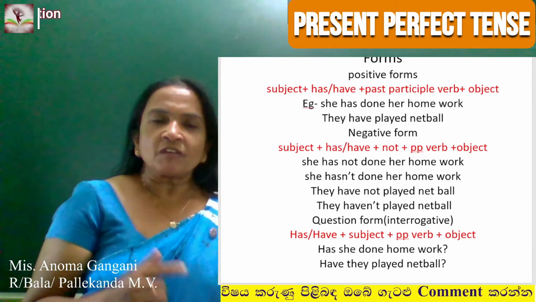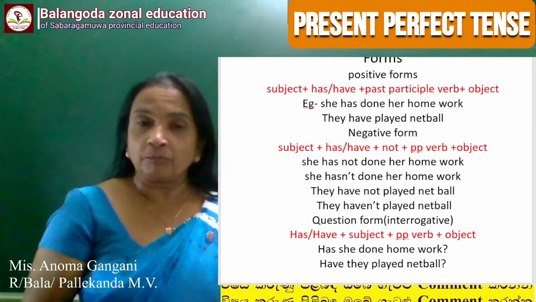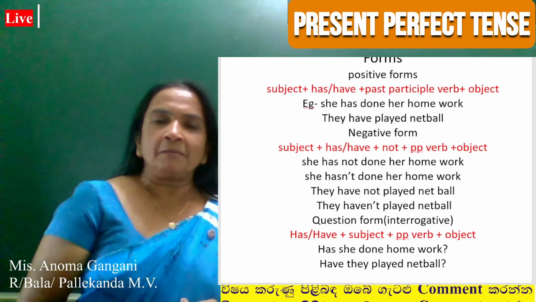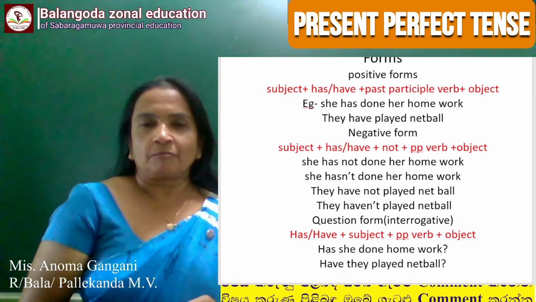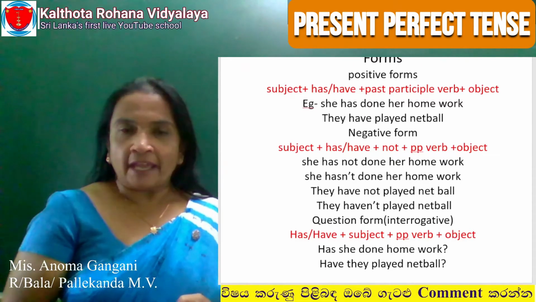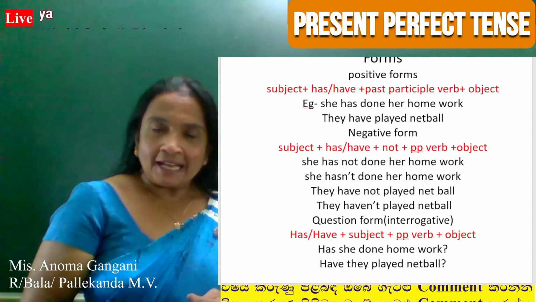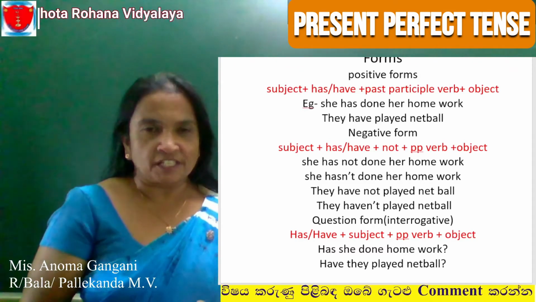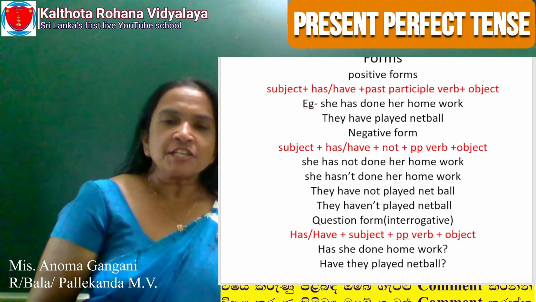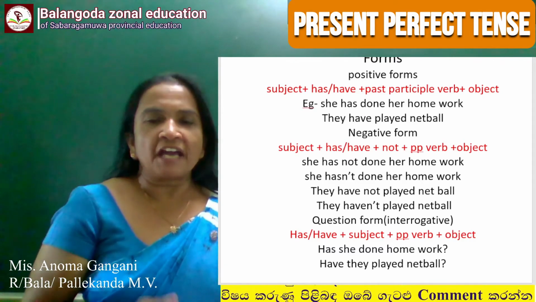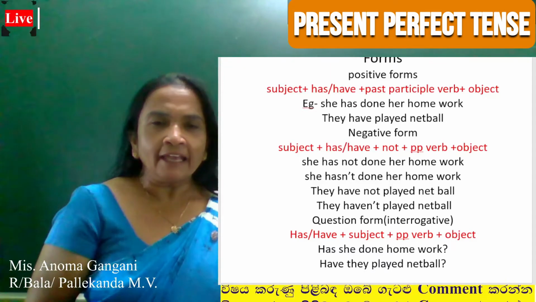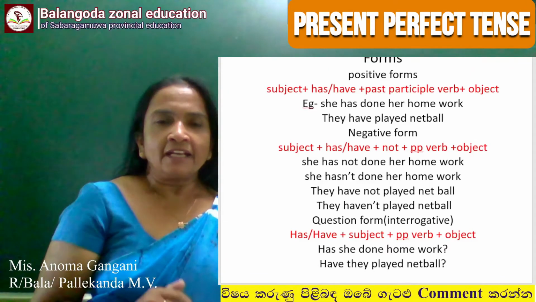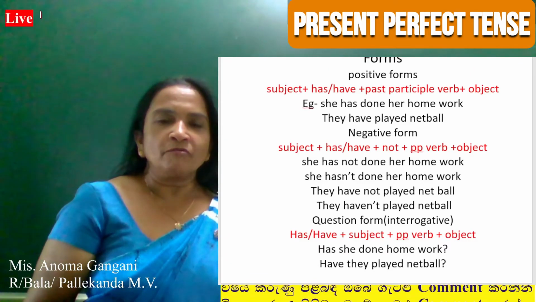Interrogative forms. Structure: has or have, according to the subject, plus subject plus past participle verb plus object. Here PP means past participle. Sentence: Has she done homework? One word is missing here. Her should be there. Has she done her homework?